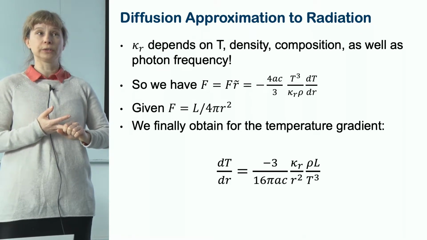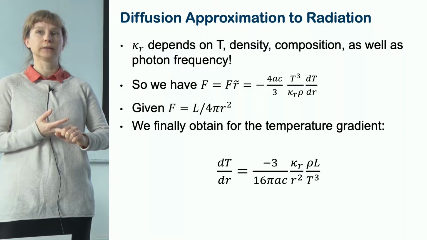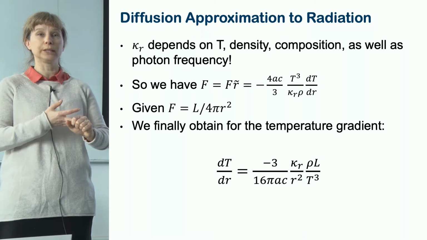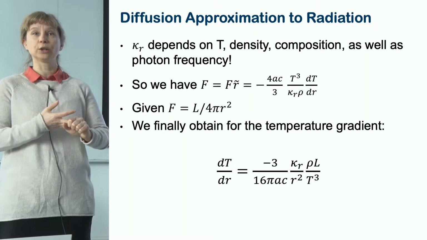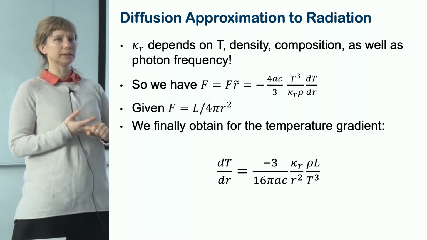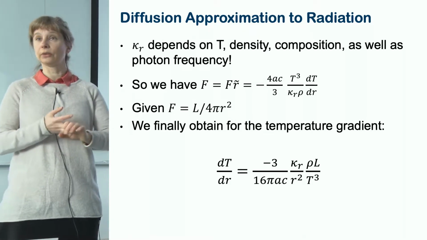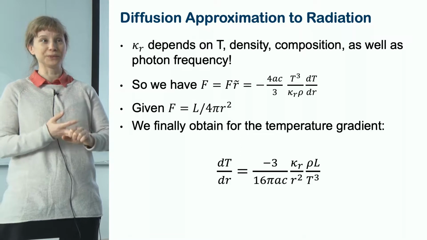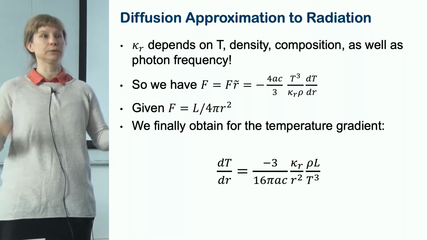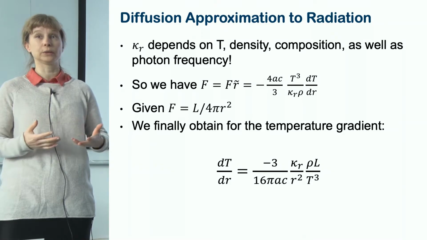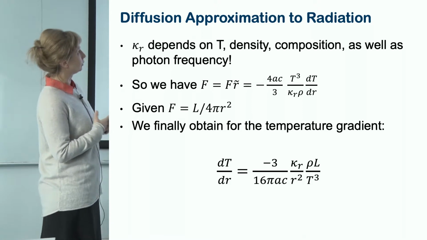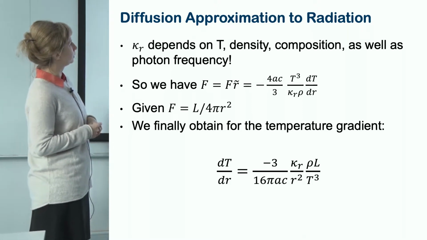on the composition of the material, as well as the photon wavelength. Because, for example, if you have high energy photons, they might be more likely to be absorbed under different conditions than longer wavelength photons. So when we treat this quantity in a real stellar model, not a real star, in a real stellar model, we generally have tables of kappa R as a function of all of these variables: temperature, density, and composition.